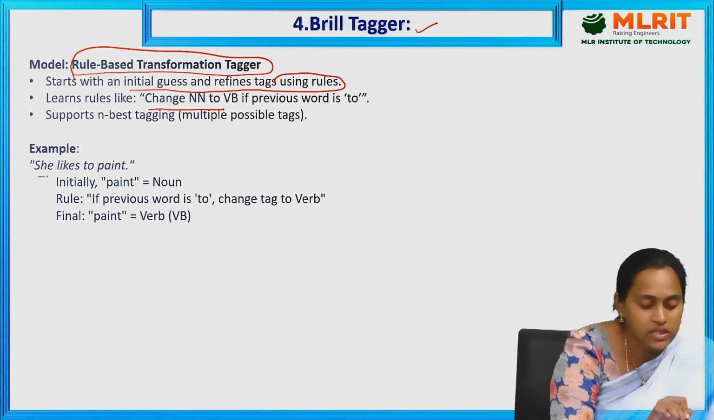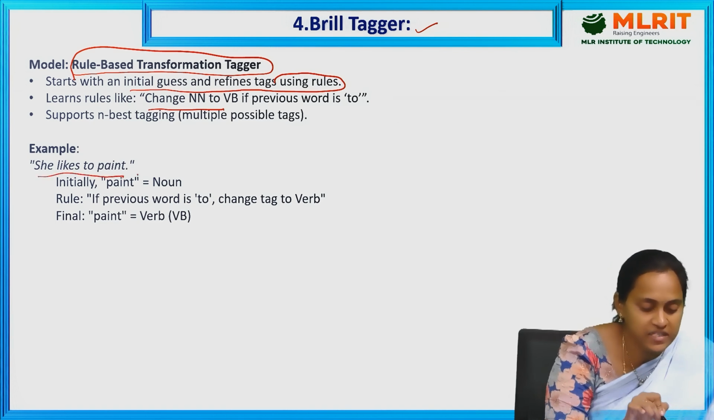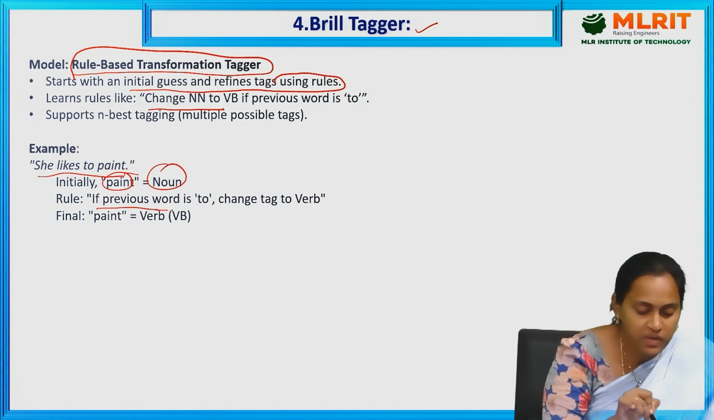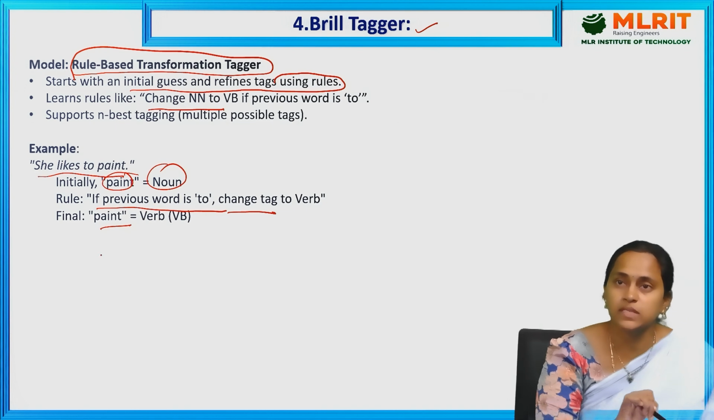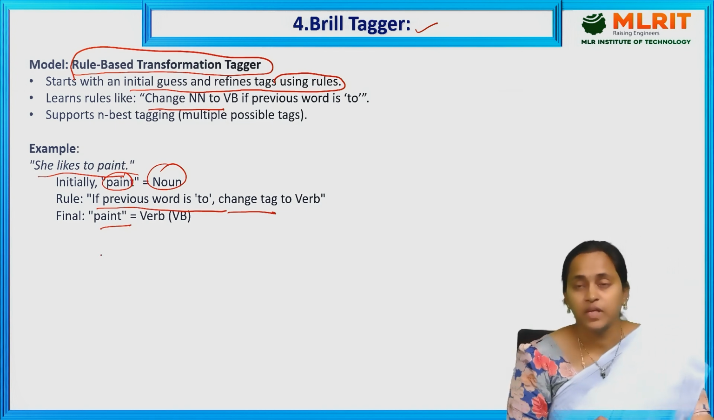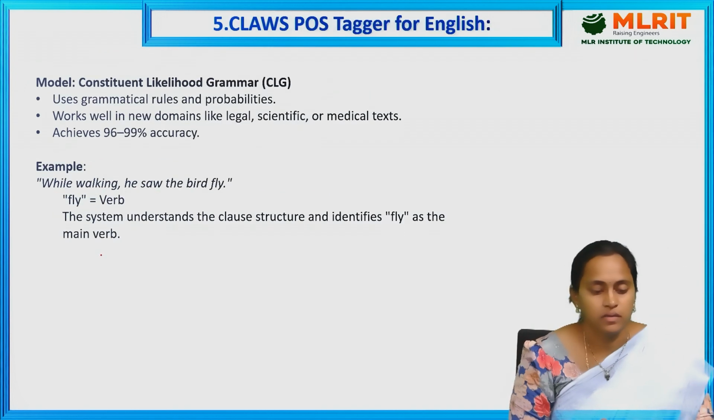See here, "She likes to paint." Initially "paint" is a noun, right? Whenever we apply the rule, if the previous word is "to," it changes to verb, so paint is a verb. This is the meaning of the Brill Tagger. That means you can automatically change the tags of words.